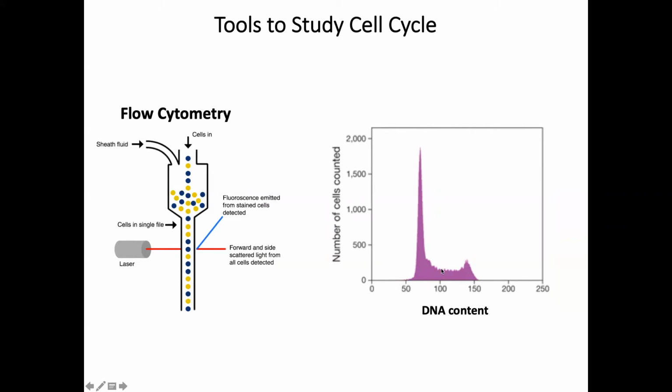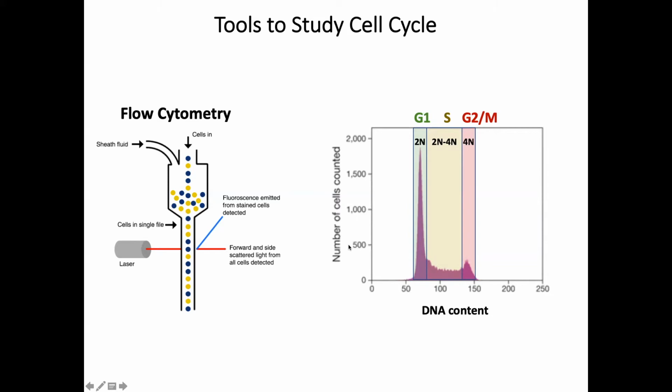So why is this the pattern? Okay, so here I show, first of all, this is G1, this is G2 or M, and this is S phase, all right? So remember the value on the x-axis is called DNA content, right? Because we labeled it with fluorescent dye. And the y-axis is the number of cells being counted.